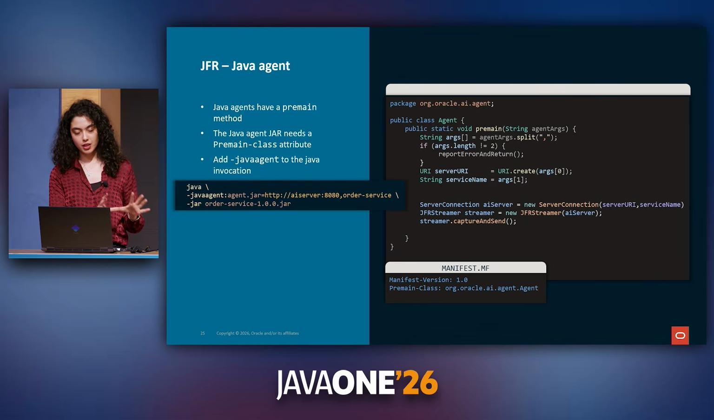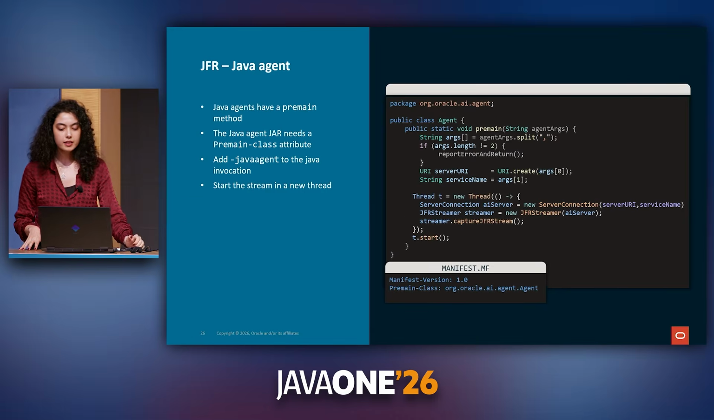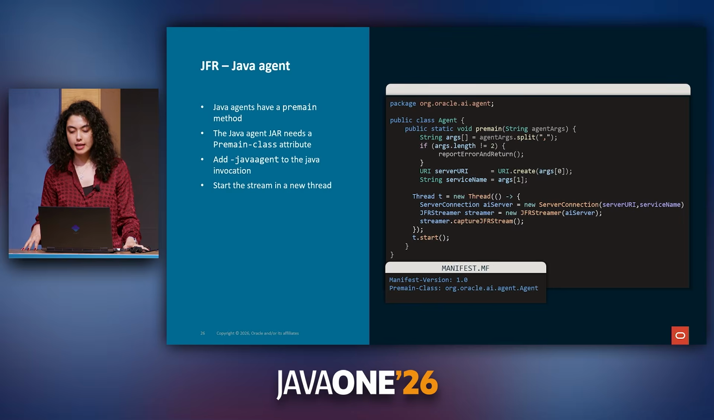And now that we have the agent in place, we can connect to our monitoring server with the server connection, and we can use our JFR streamer class that we just created and call the capture and send methods. And here it is also worth noting that if we do something that takes time in premain, or if something fails in premain, then the application's main method is going to be delayed. We don't want that. So it could be good practice to start a new thread in the premain to allow the application to start up normally.